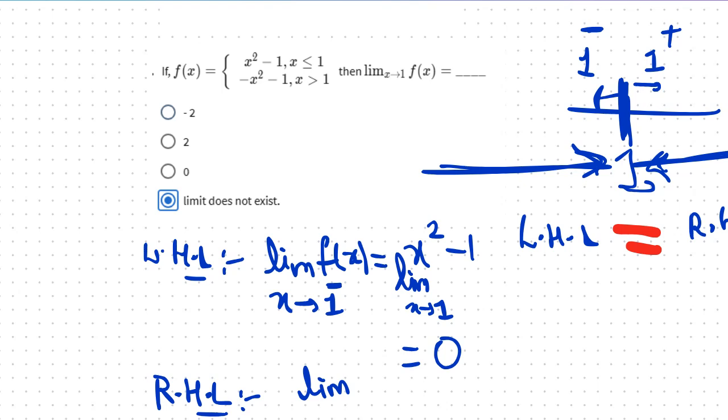RHL, how do I write this? Can you tell me? Limit x tends to 1 plus of f of x. So limit x tends to 1, f of x will be, it will be 0. So you have to plug what formula for f of x?